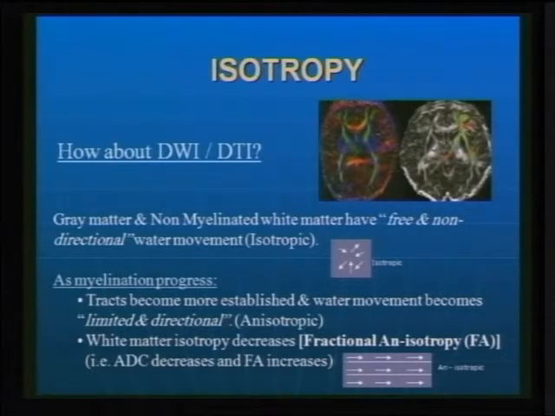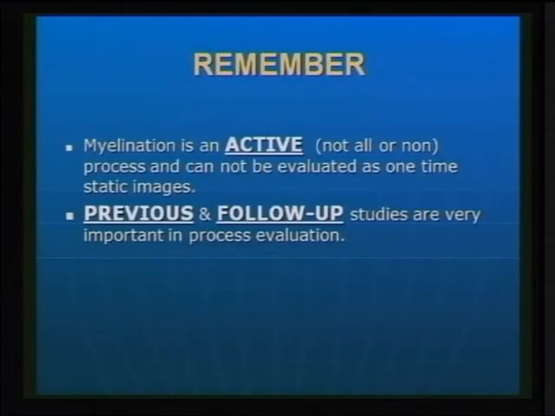So by imaging the brain, looking for tracts, if you can see the development of a directional water molecule flow, then you know that myelin is progressing. And if there is no directional flow, then it is isotropic flow, and myelin is deficient. This is just the basic concept of it, and you can build on that. But we do not usually use it for purposes of myelin evaluation. So it's an active process. Look at the previous, request follow-up.